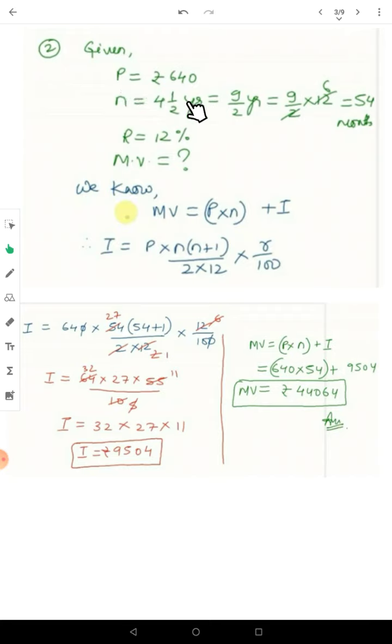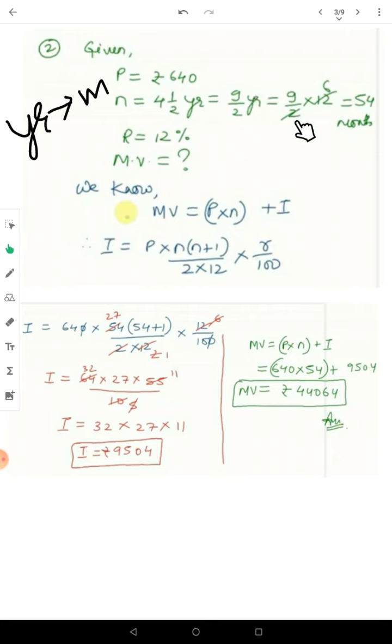Time is 4.5 years. I have told you always convert year into month. Always convert year into month. It becomes easy to solve, and it is necessary to convert year into month. So 4.5 years will be 4 into 2 is 8, 8 plus 1, 9. So 9 upon 2 years. You know how to do the fraction. So 9 upon 2 years.